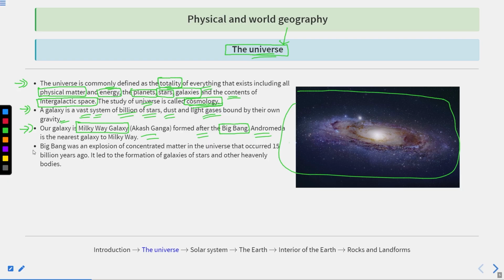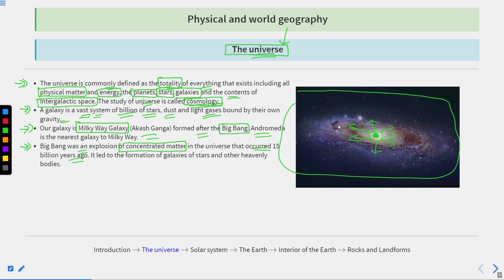So if we talk about the Big Bang in particular, it is believed to be an explosion of the concentrated matter in the universe that occurred 15 billion years ago. It means that if we look at this image, this is the concentrated matter. The explosion took place over 15 billion years back.